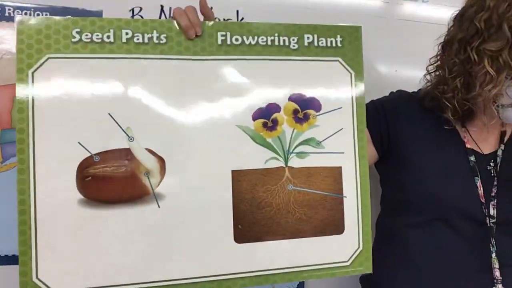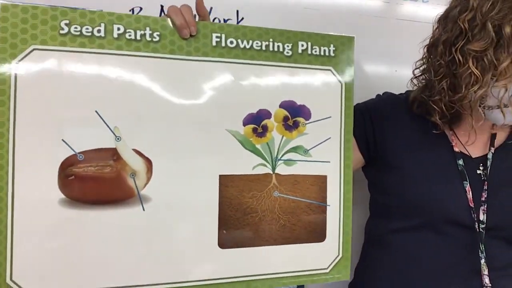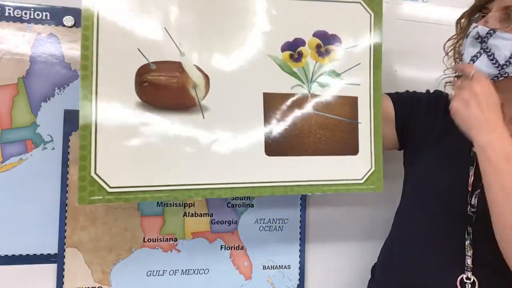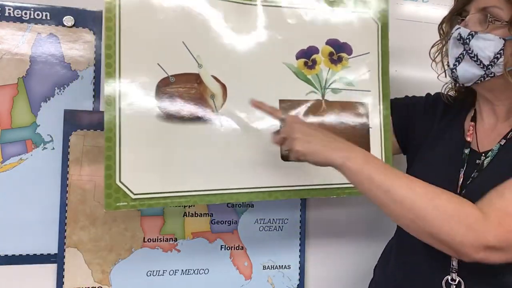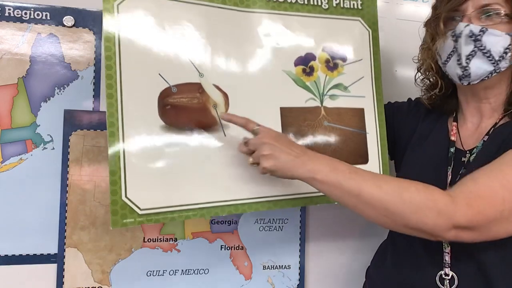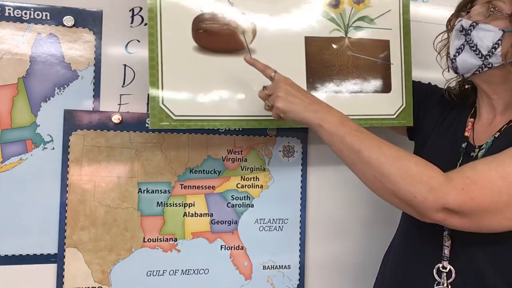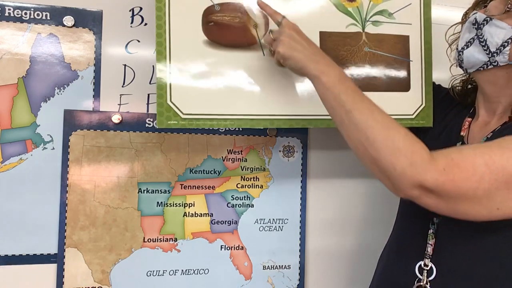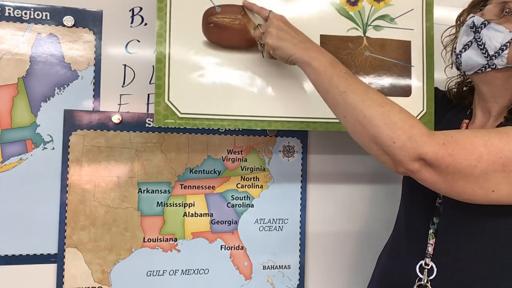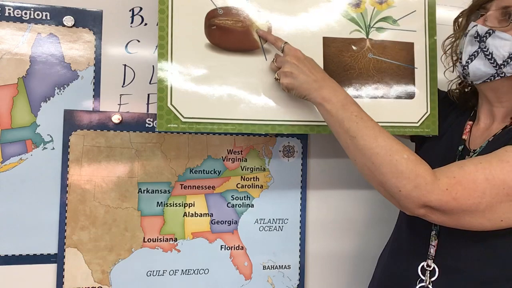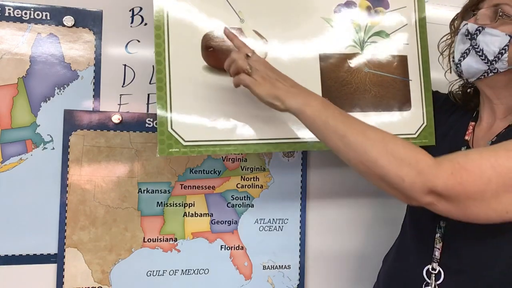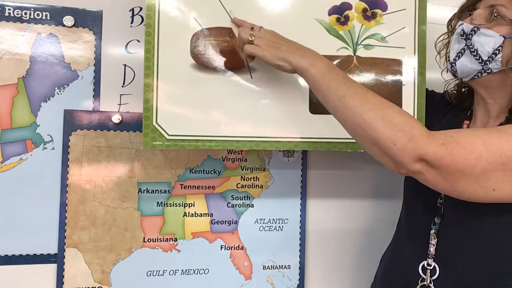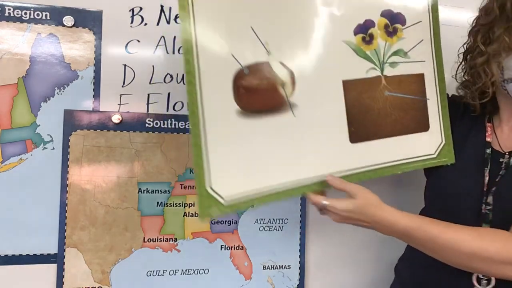For science today, we're going to read beginning on page 108. But before we do, let's look at this chart that we just learned yesterday. We're just going to do this half of the chart, the parts of the seed. So what is this pointing to? Seed coat. What is this pointing to? Baby plants. What would that be? Stored food. Very good. So seed coat, baby plant, stored food.